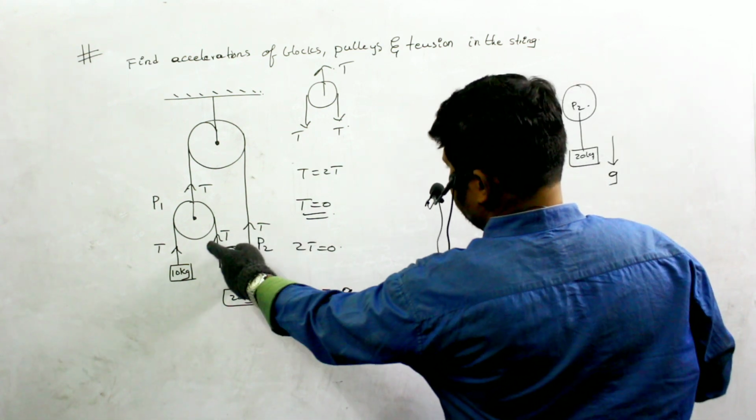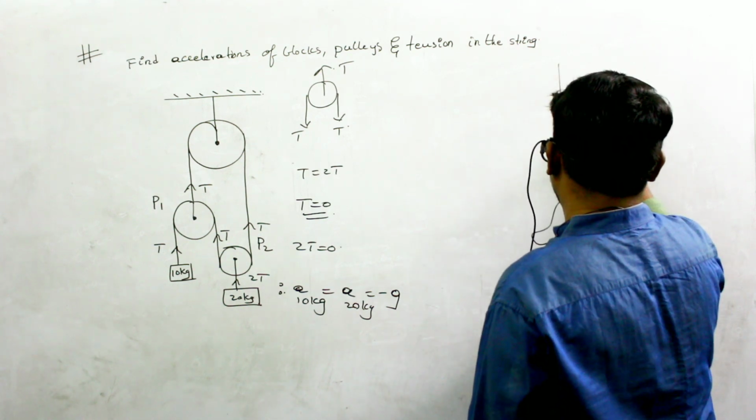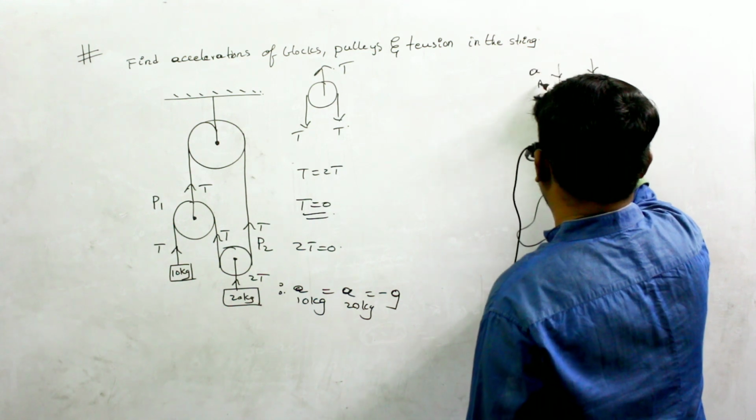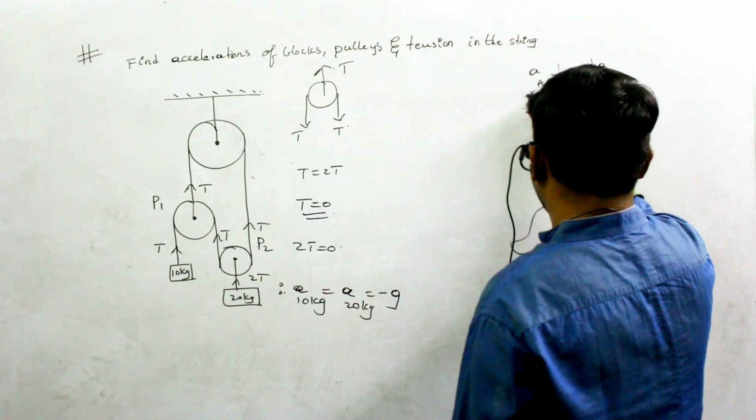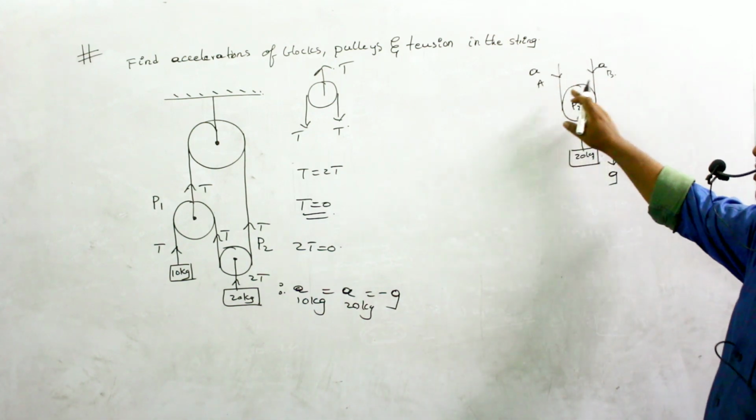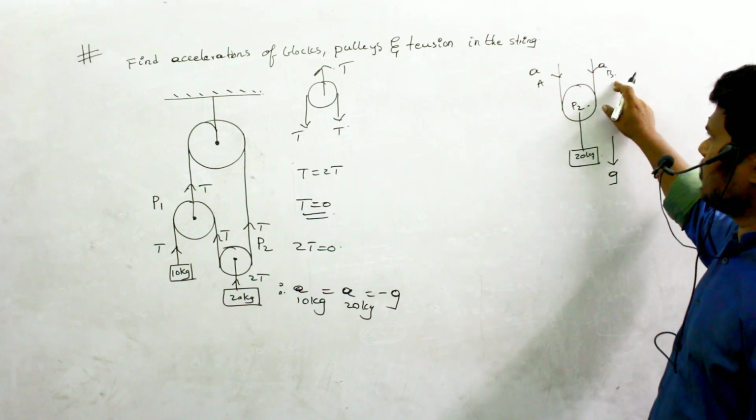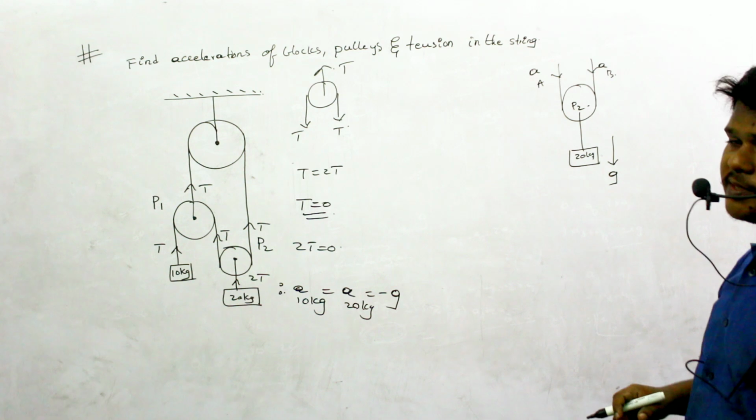Now we will write these two ropes which are attached to this pulley, and let their accelerations be acceleration of A and acceleration of B. These are our assumed values. So these two strings are having accelerations a_A and a_B, and they are coming down with these accelerations.